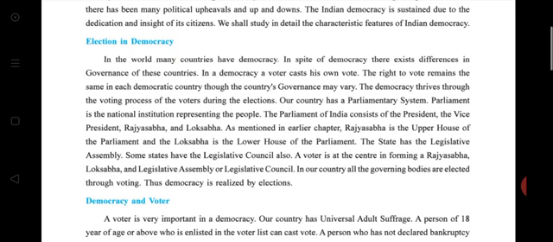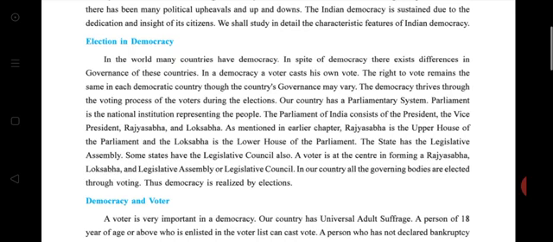Our country has a parliamentary system. So Parliament is the national institution representing the people. What is Parliament? Parliament is the national institution which represents the people of the country. The Parliament of India consists of the President, Vice President, Rajya Sabha and Lok Sabha, as we all know, because we discussed it in chapter number 10. As mentioned in the earlier chapter, Rajya Sabha is the upper house and Lok Sabha is the lower house.